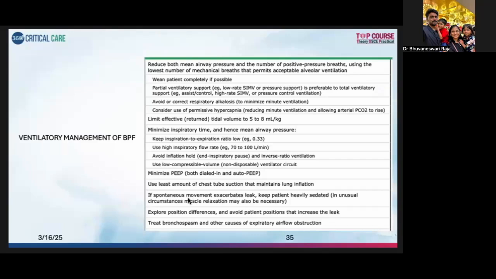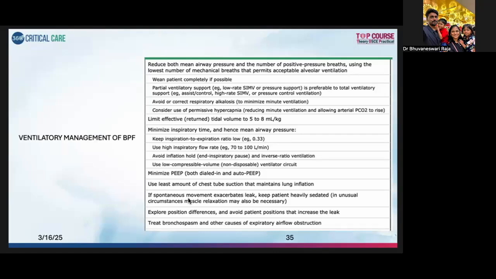Try to put the patient on SIMV or a pressure support mode rather than a control mode. Consider use of permissive hypercapnia if the pH is maintained, and reduce the tidal volume, reduce the inspiratory time so that the mean airway pressure can come down. Keep the inspiration to expiration ratio at 0.33, use high inspiratory flow and avoid inflation hold. Okay, avoid inverse ratio ventilation. Minimize the PEEP.